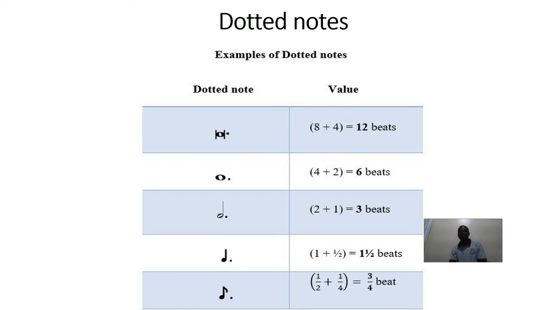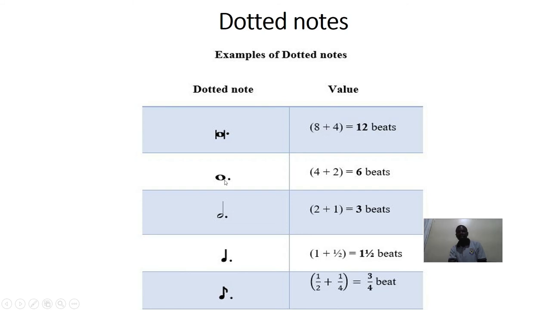When these staff notes are written with dots after them, the dot changes the meaning of the note. First, it changes the name. For instance, this is now a dotted breve. Now, what is the effect of a dot on a note? When a dot is written after a note, any staff note, the dot increases the duration of that note by a half of its original duration. For example, a breve is 8 beats long. A dotted breve is 8 beats plus a half of 8, which is 4. So 8 plus 4, giving us 12 beats long.